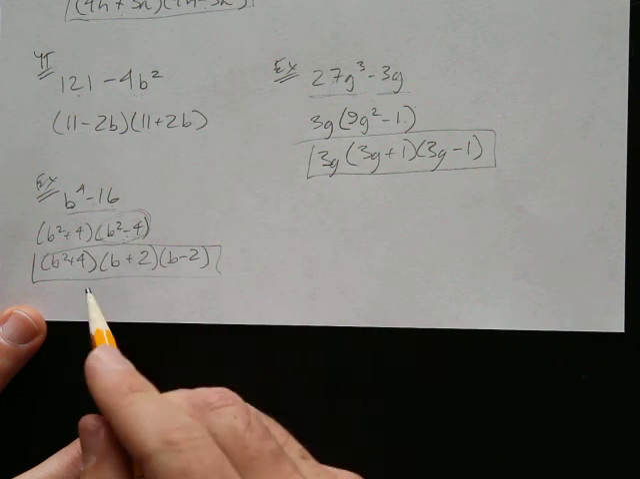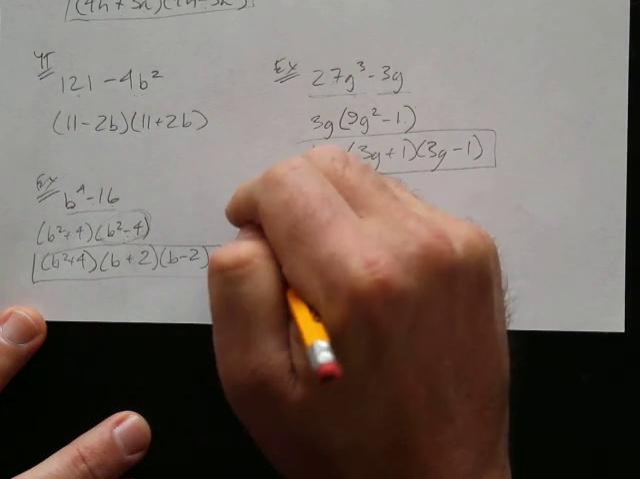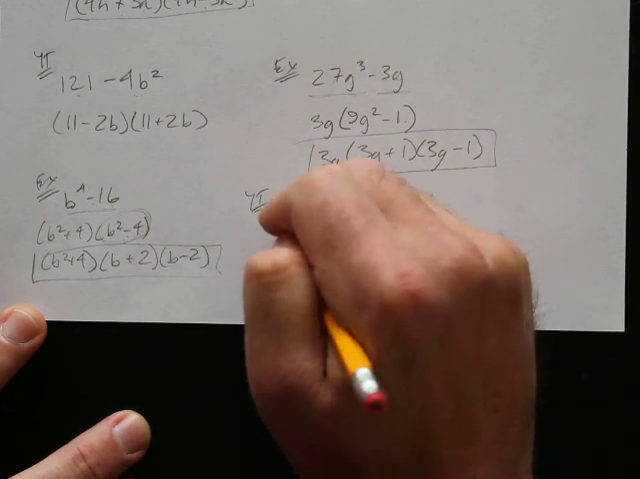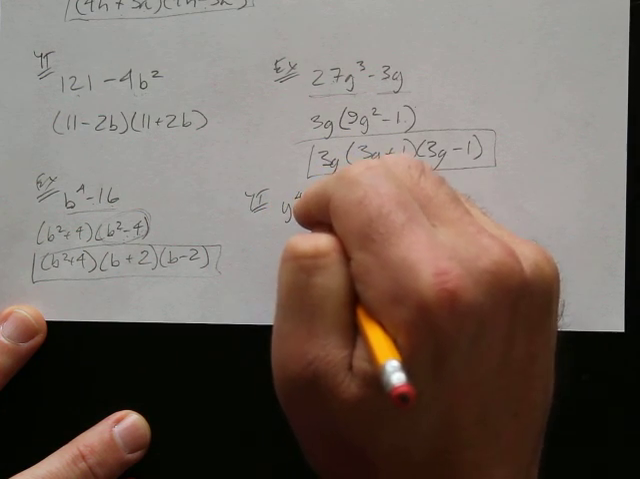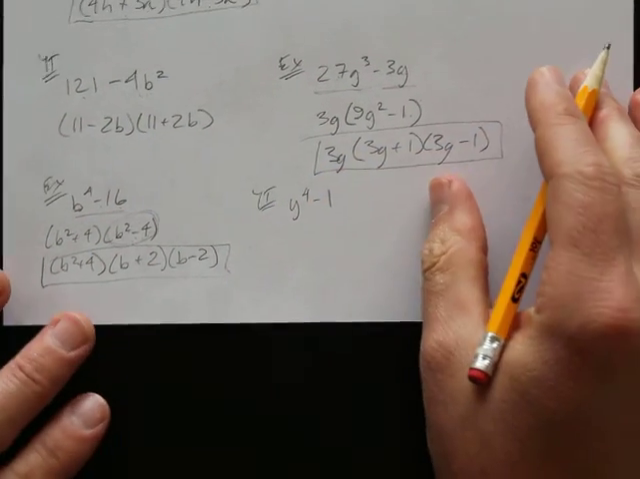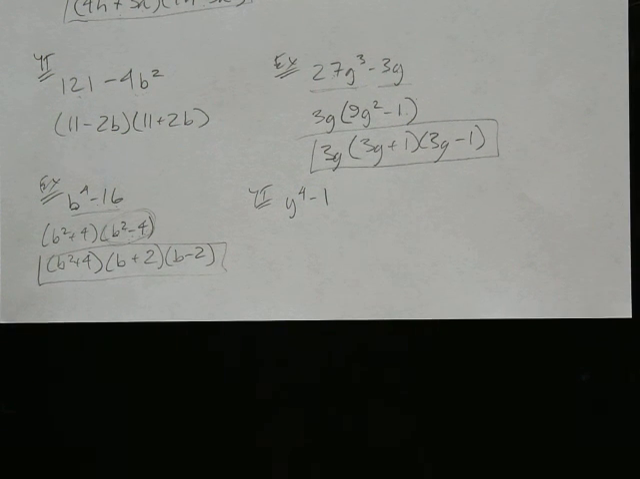Let's have you do one that's almost exactly the same as this one. Y to the 4th power minus 1. Okay, go ahead and do that one, and let's see how you did.